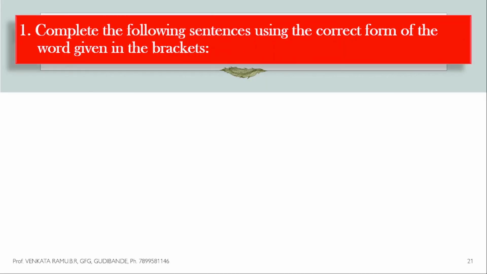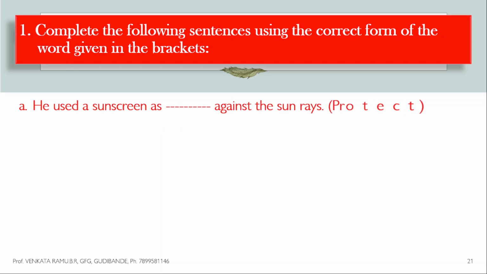Friends, with this background, let us try to solve some of the exercises given here. You will find the first and foremost exercise. It reads as, complete the following sentences using the correct form of the word given in the brackets. Let us go to the first one. A. He used a sunscreen as blank against the sun rays. Within bracket it is given protect. He used a sunscreen as protection against the sun rays.